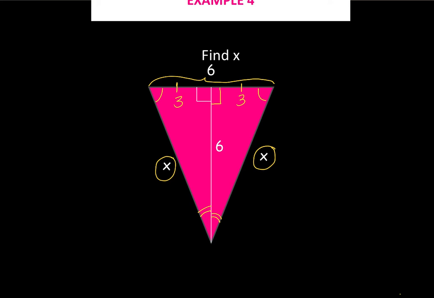So let's solve for x. What's my A going to be? 3. Good. What's my B going to be? 3. Nope. The 6. And my x is going to be C. You could have used either right triangle, okay? You could have used this one or the one on the right side.